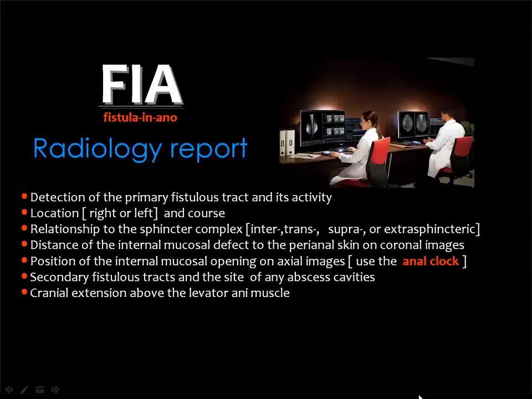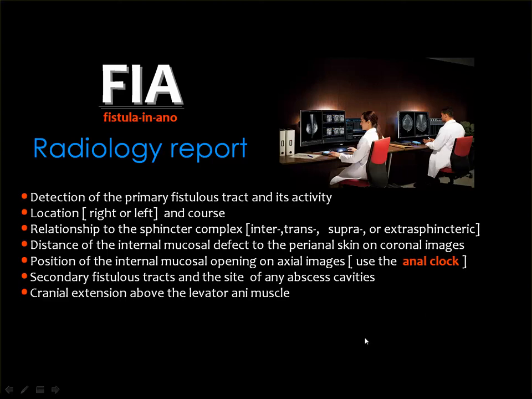Then, what are the items that should be included in the radiology report of a perianal fistula? Number one, it should detect the primary fistula tract and its activity. The activity is judged by enhancement if you inject contrast material or by Doppler examination if you detect vascularity. Then you locate the site of the fistula, whether it is on the right or in the left, and the course with relation to the sphincters, if it is intersphincteric or trans or suprasphincteric or extrasphincteric.